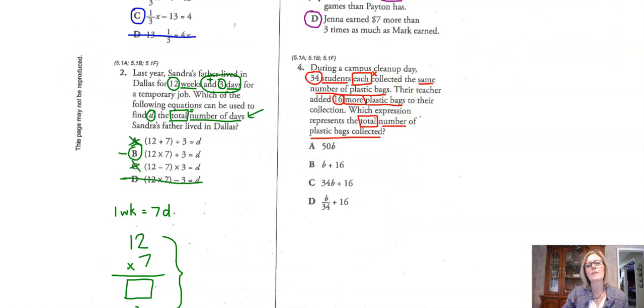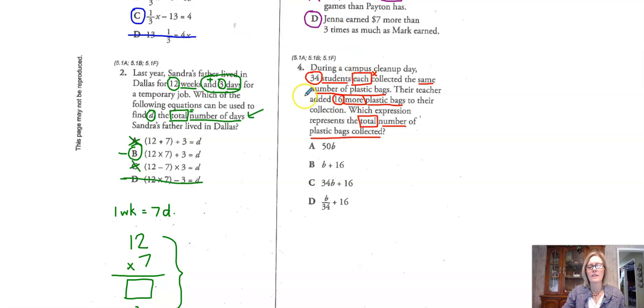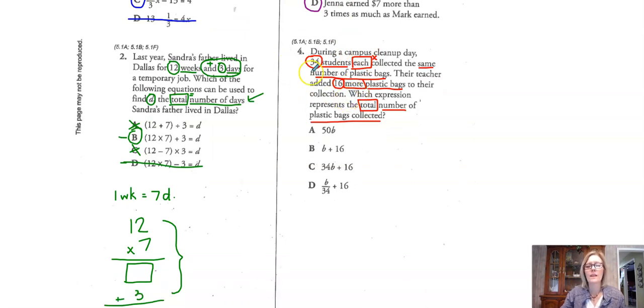Now let's look at number 4. I'll change my pen color again. Number 4. During a campus cleanup day, 34 students each collected the same number of plastic bags. Their teacher added 16 more plastic bags to their collection. Which expression represents the total number of plastic bags collected?